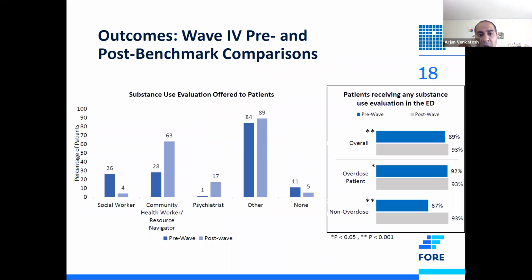We also found that when we looked at whether or not substance use evaluation was occurring, where we saw the increase amongst our sites is that often this was already happening in overdose patients. It was the increase amongst non-overdose patients, patients who might have occult opioid use disorder or who may be identified as having opioid use disorder but not overdosed, where there was an increased number of referrals.